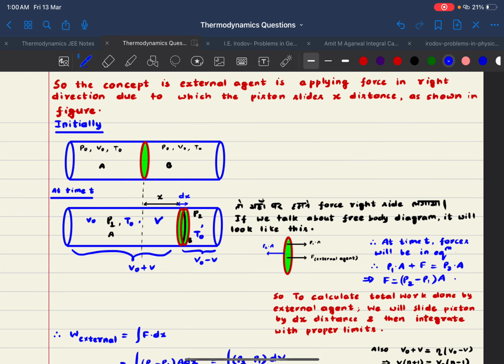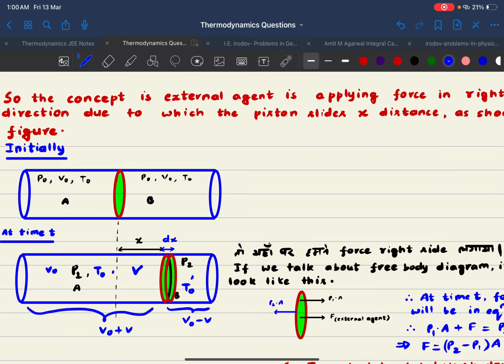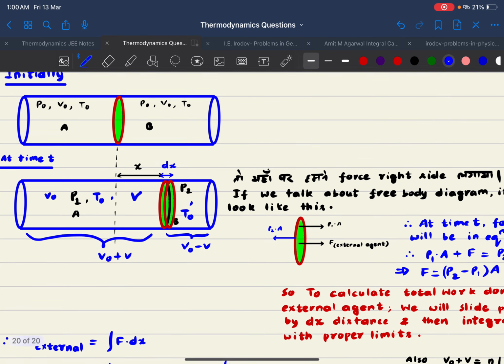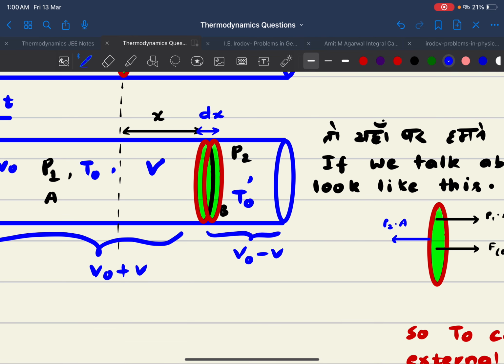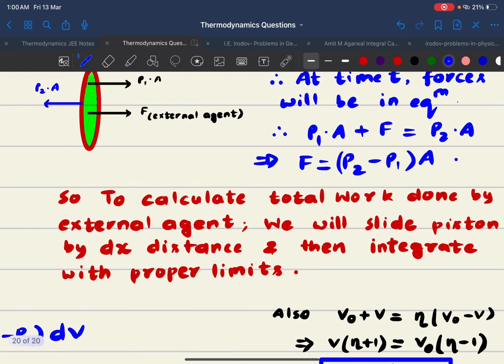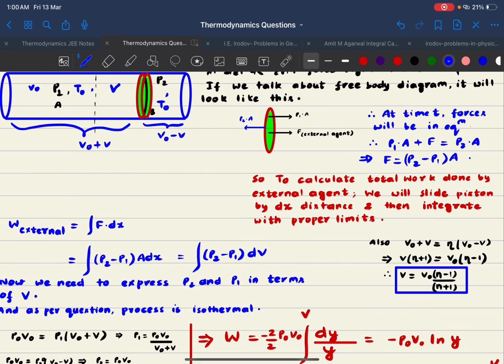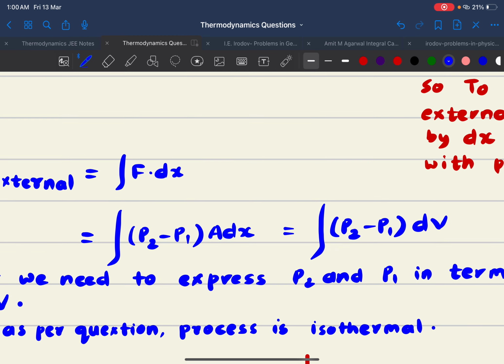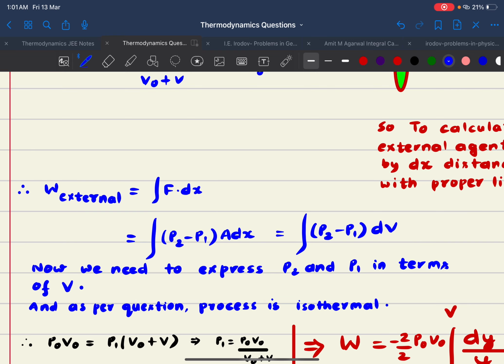So this is it, you can see the diagram clearly. We will calculate the external force that we have calculated. We have moved x distance and then we have moved dx distance, a small limit, and then we will further integrate, as you can see. Correct? All these things have been explained. So here, work is external force into dx. So (P2 minus P1) into A dx, which is equal to (P2 minus P1) into dV.